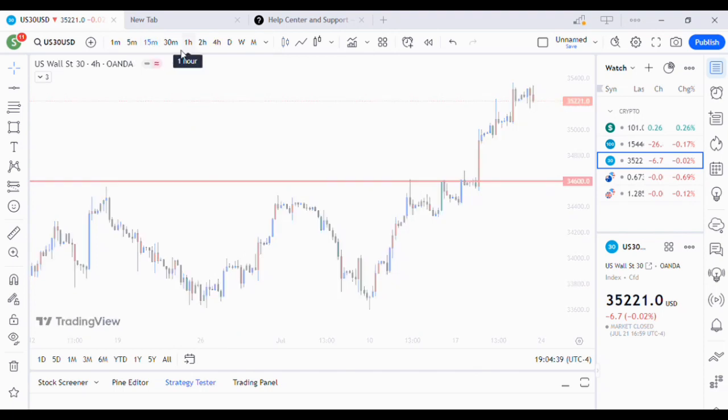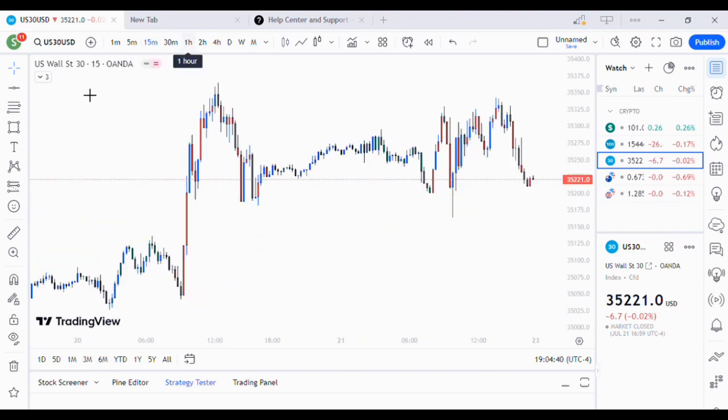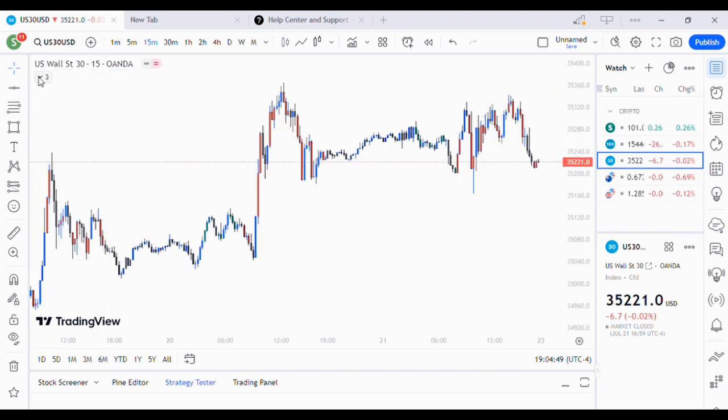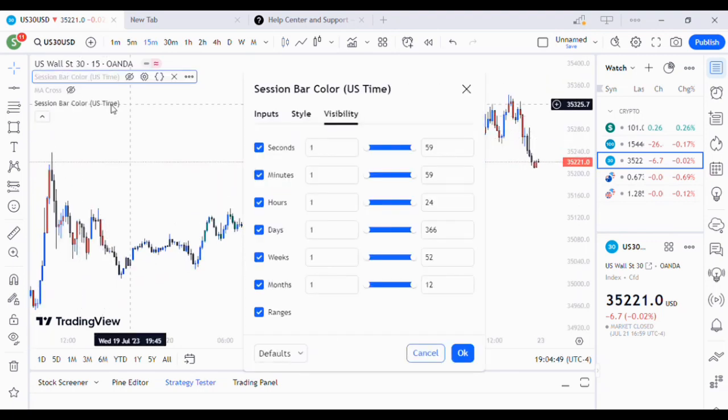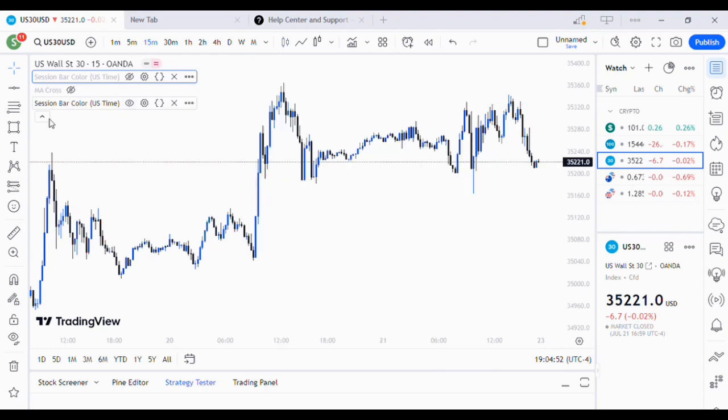Now let's go to the lower time frame and see something. Let me show you the trick that a lot of forex traders out there are not showing you. I want to show you this, guys. This is wonders, guys.